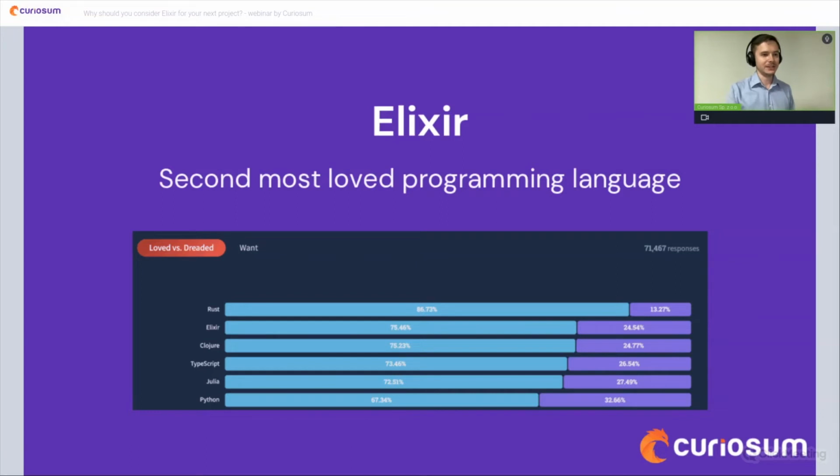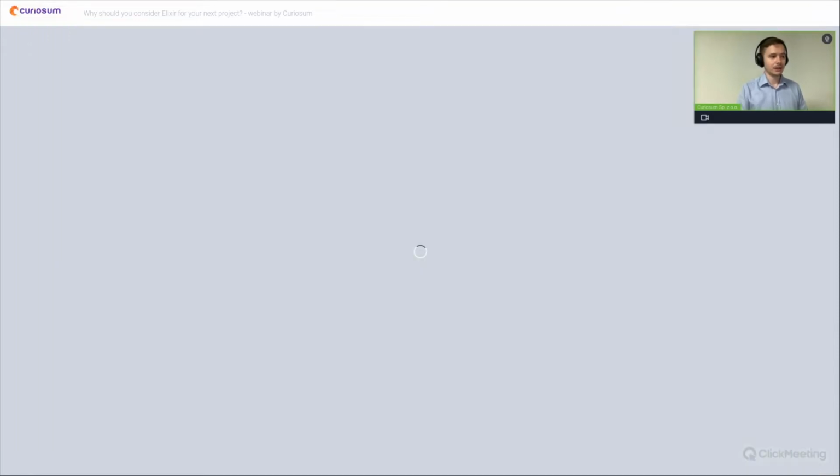Elixir is climbing in this rank, and this year it was ranked as the second most loved programming language. As you can see, 71,000 people responded. So I assume this as a huge success here, because that was actually the reason why Jose started this project. He wanted to bring some productivity into Erlang.